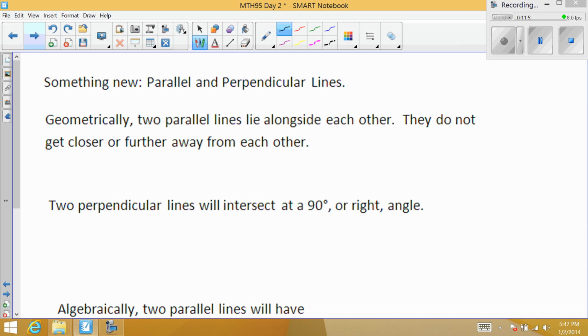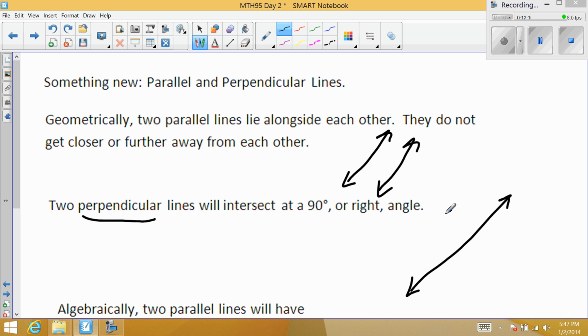Okay, getting back to parallel and perpendicular lines. Geometrically, 2 parallel lines lie alongside each other. They do not get closer or further away from each other. And it's pretty intuitive. So 2 parallel lines, same slope. Perpendicular lines will intersect at 90 degrees, or what we call a right angle. And so if we have one line here, a perpendicular line, so that the angle between the 2 lines is 90 degrees. So with perpendicular lines, generally one line has a positive slope, and the perpendicular slope is going to be negative.